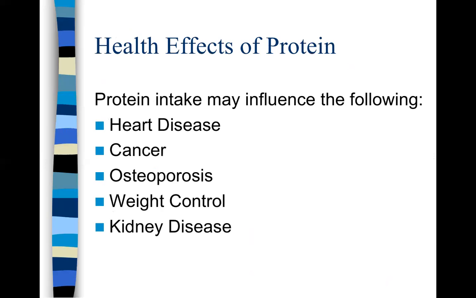Some similar findings go to cancer. Certain intakes of animal proteins, especially high processed red meats, are linked to colon cancer, whereas plant-based proteins generally are not.